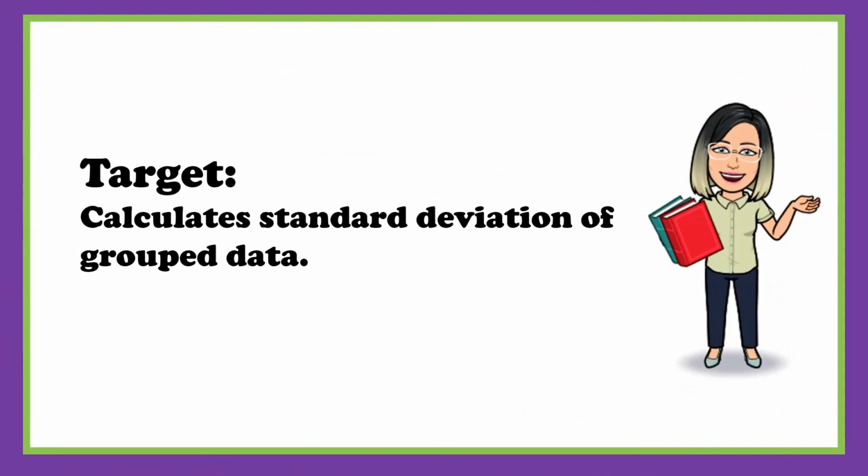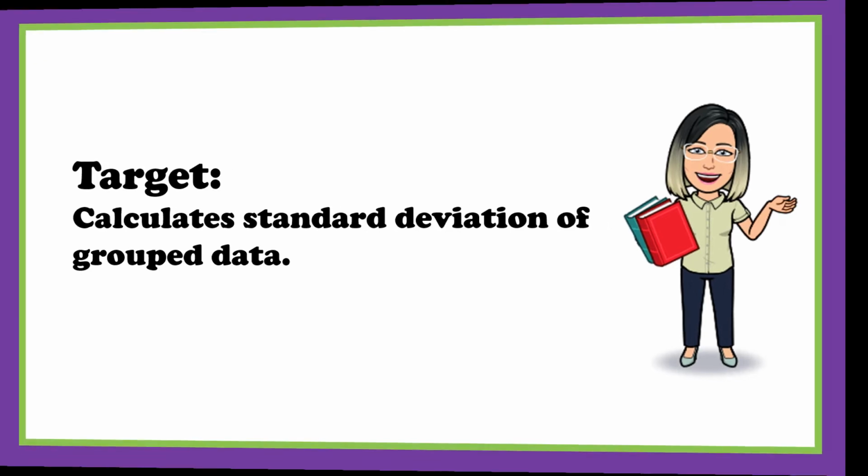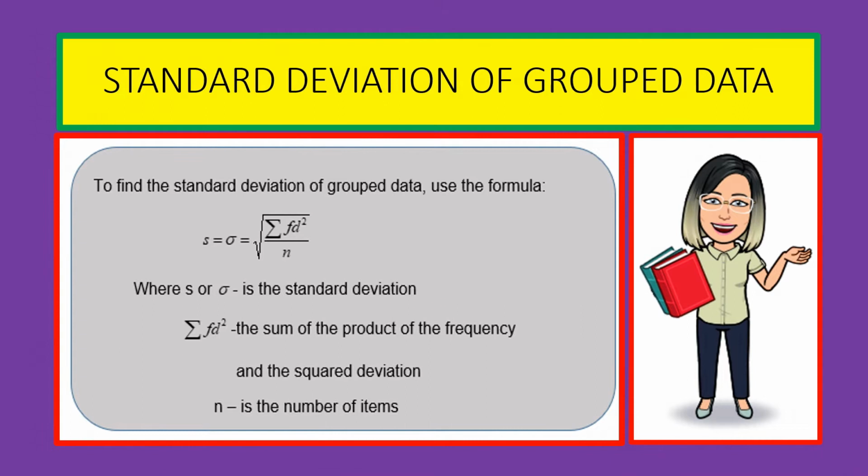Standard deviation of group data. To find the standard deviation of group data, we use the formula S equals sigma equals the square root of summation of FD squared over N, where S or sigma is the standard deviation, summation of FD squared is the sum of the product of the frequency and the square deviation, and N is the number of items.